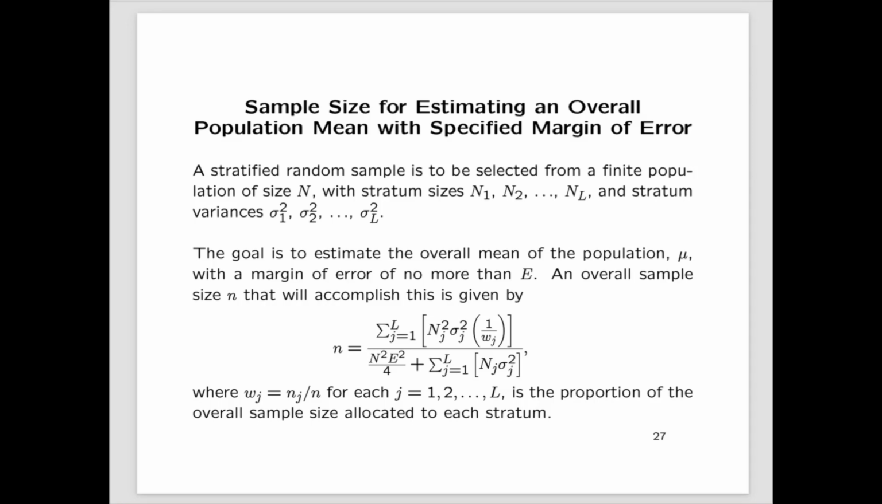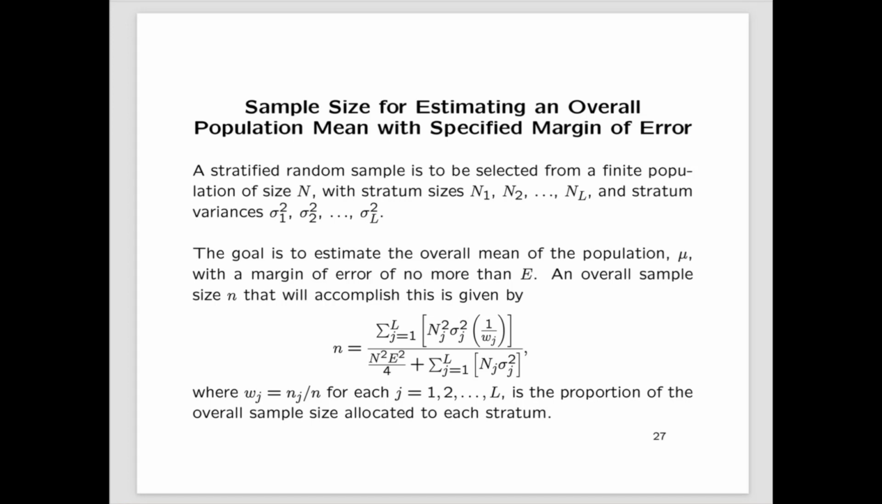If we look at this formula, we see that most of the terms in it are known to us at this point: the strata sizes, the N sub j's, the strata variances, sigma j squared, and so forth. But there is one piece of notation here that we haven't seen yet, and that is these omegas. Omega j is defined to be little n sub j over little n, and this is the proportion of the overall sample size that is allocated to the jth stratum.